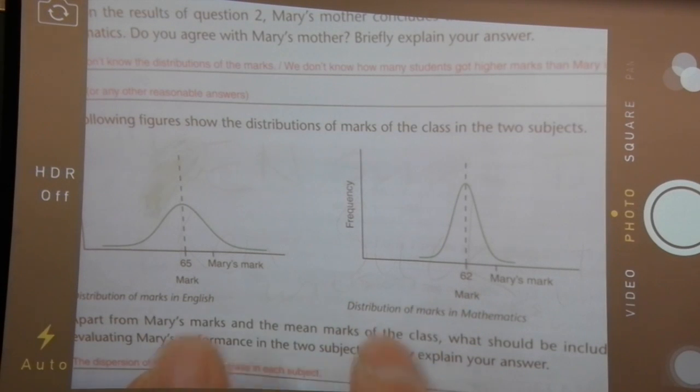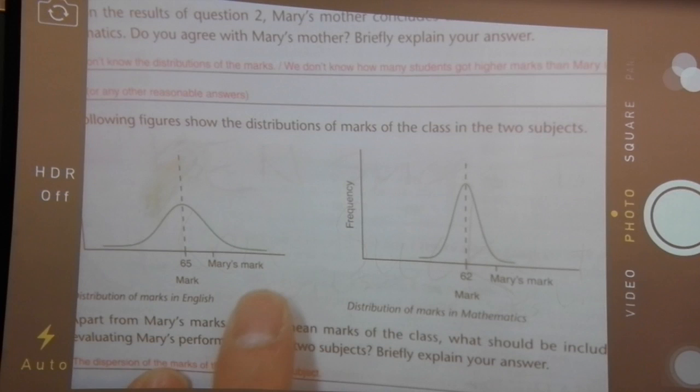Now, in this example, if we calculate the standard score of Mary's marks in English and Mary's standard score in mathematics, we will find that the standard score of Mary in mathematics will be higher than the standard score of Mary in English.